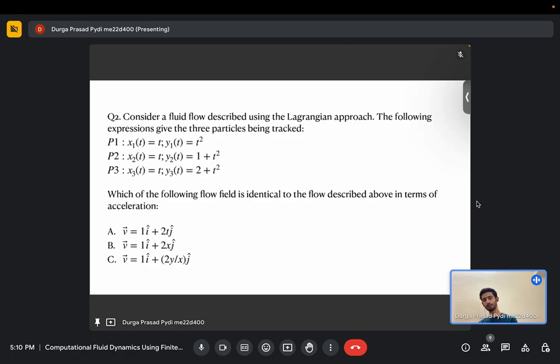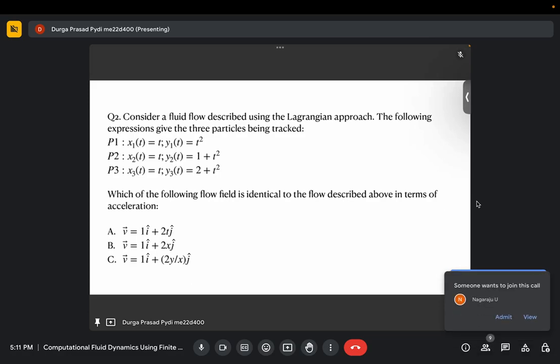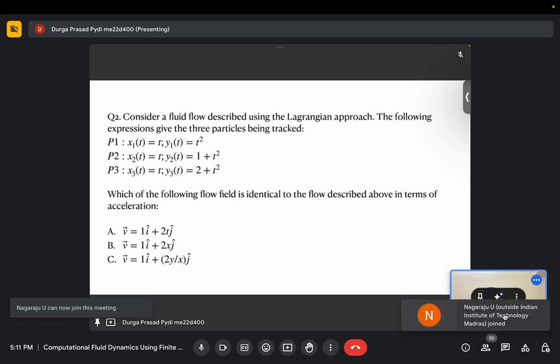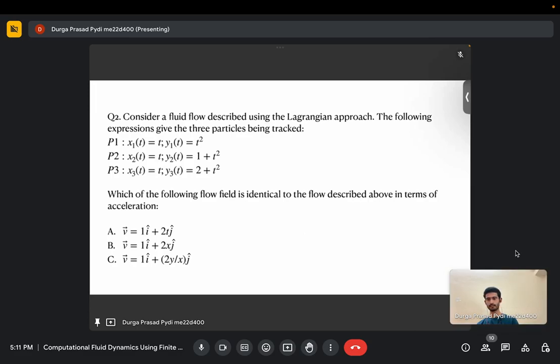So we try to calculate acceleration for these particles, and then we will try to see out of the following velocity fields, which of these fields will represent the same flow field as dictated by the Lagrangian approach. I hope the question is clear. Yeah, it is. So maybe I will wait for a couple of minutes for you to solve, and then I will start discussing.